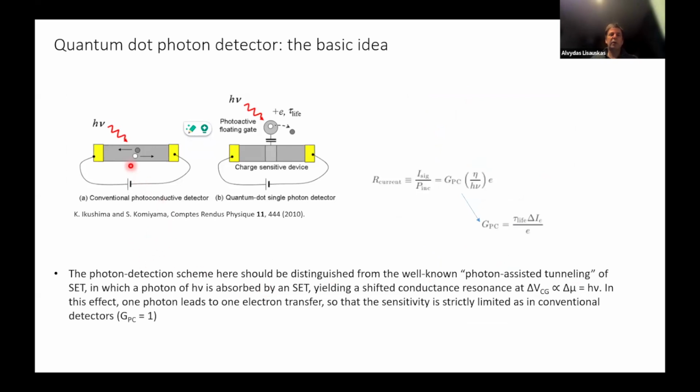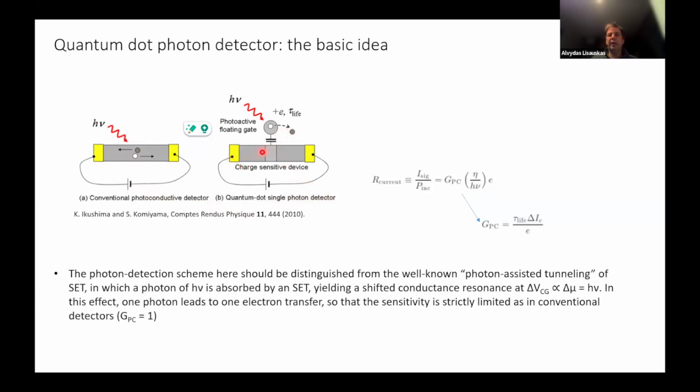Once we have a photoconductive detector, the photon excites an electron-hole pair here, and then this is the current which is measured. So in this case, there is no gain. Actually, gain is usually below 1 because one photon creates just one electron. But a quantum dot single photon detector is based like this.